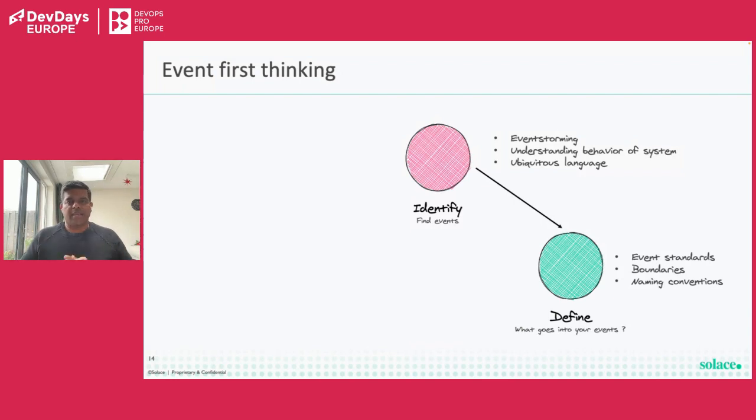Define naming conventions for your events. Use these across your organization and set standards. It can help. It does help. I have seen it work. Yeah, this is really important.